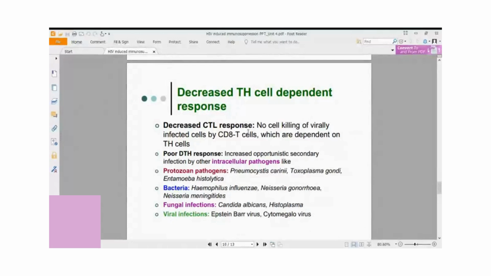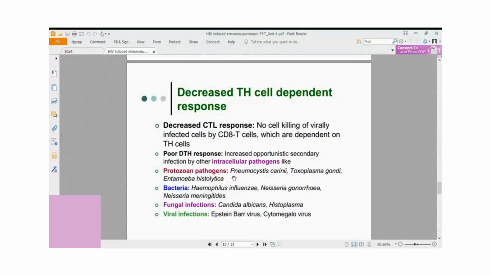So an immunocompromised person is one who has immunodeficiency. It is the virus that is causing the immunodeficiency. Because of that immunocompromised nature of the person, all opportunistic pathogens will start infecting the person. For example, the protozoan pathogens like Pneumocystis, Toxoplasma, Entamoeba histolytica are all opportunistic pathogens of protozoan origin, and they are all intracellular.